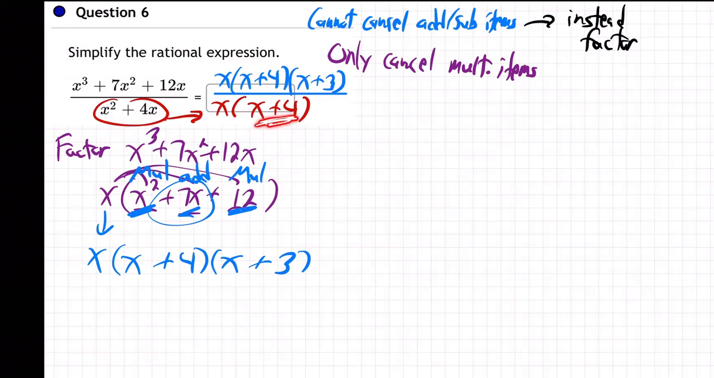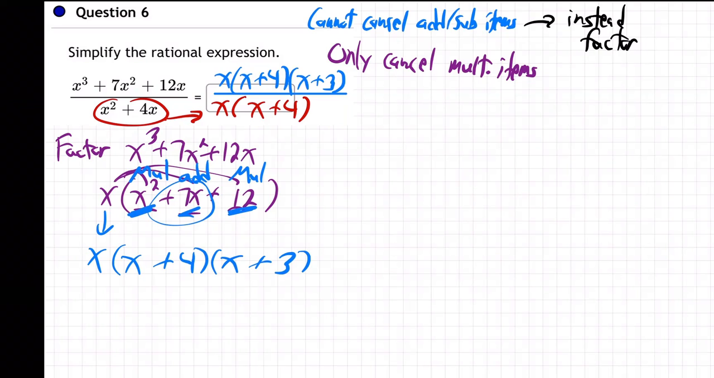You might think, what about the x plus 4? And he's done, right? He's not x squared or something. If he was x squared, I might think about going further with him, but he's not x squared. So it's all factored now.